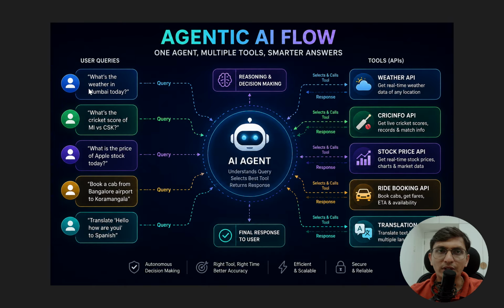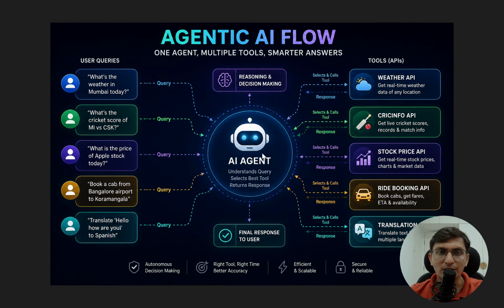So the very first question, which asks what the weather is today, goes to the AI, which will understand the query, select the best tool and return the response. It takes the responsibility of reasoning and decision-making, and after that decision-making, it will call the weather API, get that information, and give the response back using the LLM model.